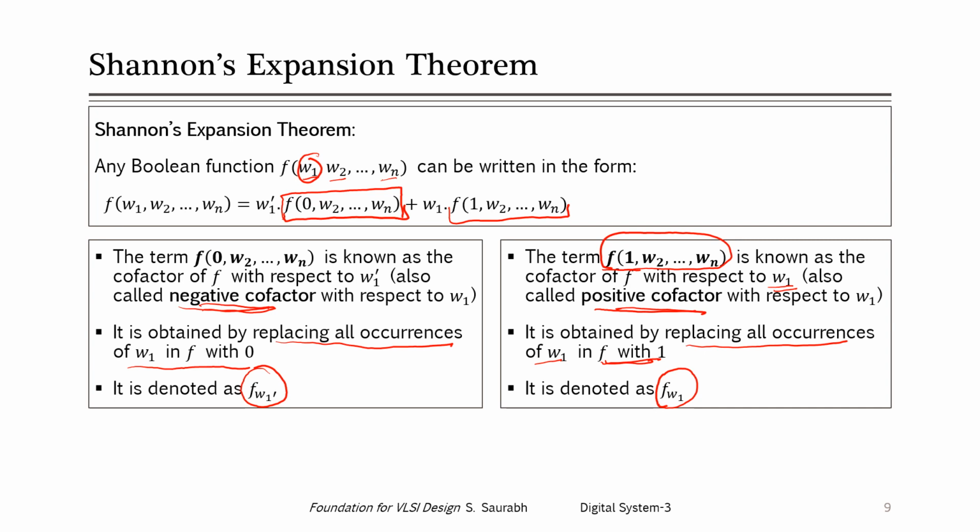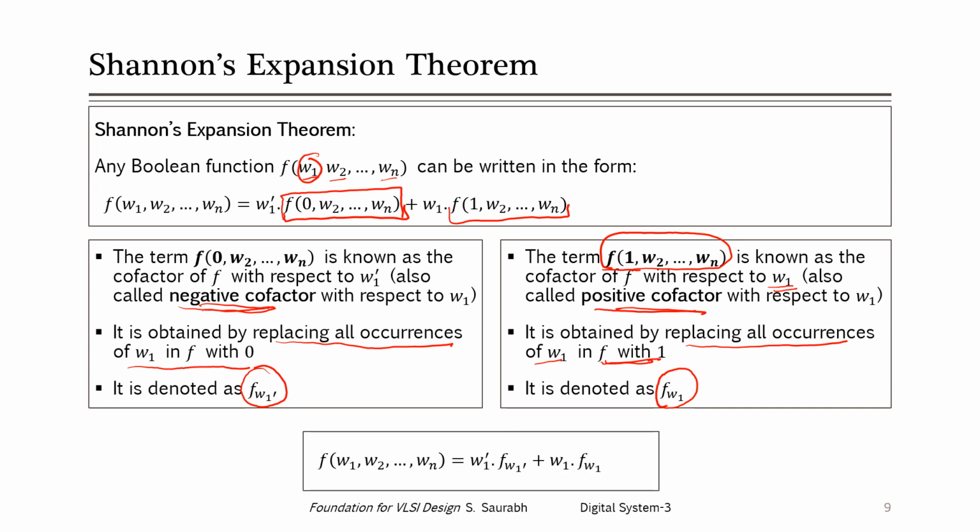We denote the negative cofactor as f subscript w1 dash, and we can write the entire Boolean function f as the sum of these two functions. This is the negative cofactor, this is the positive cofactor. In this, since we have taken the value of w1 as 0, we write w1 dash or w1 complement, and in this we write w1, right? Let me explain this with the help of an example, then it will be clear what Shannon expansion is. It is a very simple thing. We are just representing a Boolean function in another form, right?